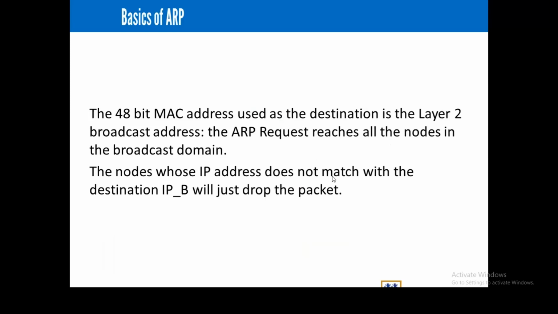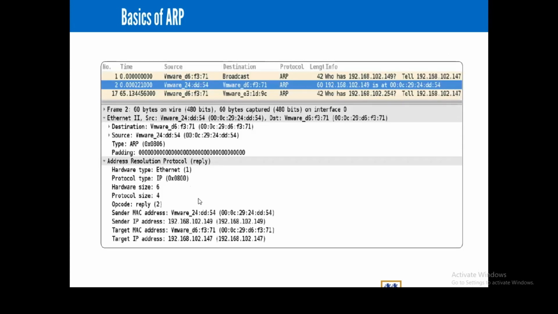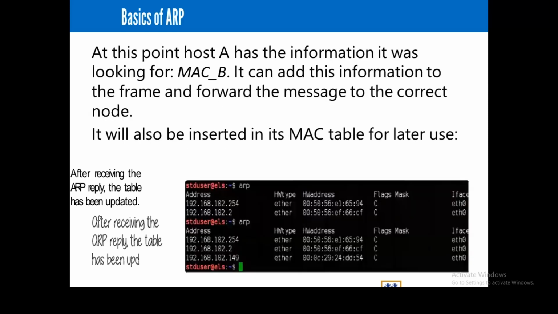The node whose IP address does not match the destination IP_B will just drop the packet because this is not known. The node whose IP address matches IP_B will respond with an ARP reply to the sender. This is the information that the reply will contain. So these are the detailed information. We're going to do some hands-on sniffing very shortly with our Wireshark and tcpdump further.